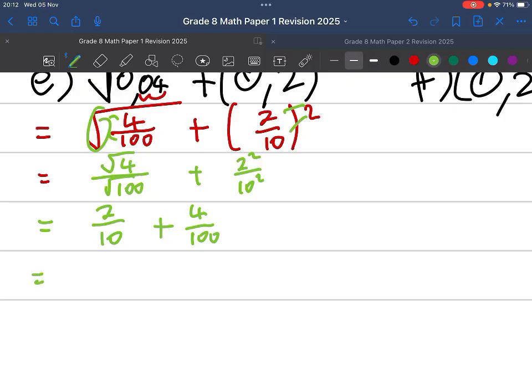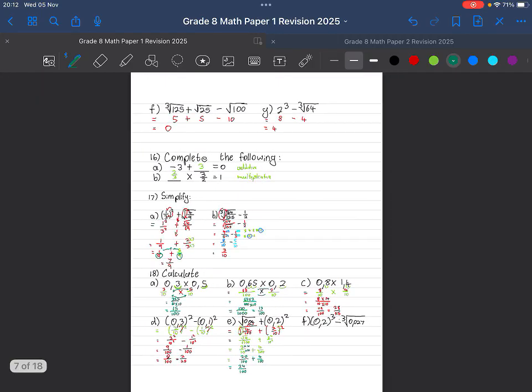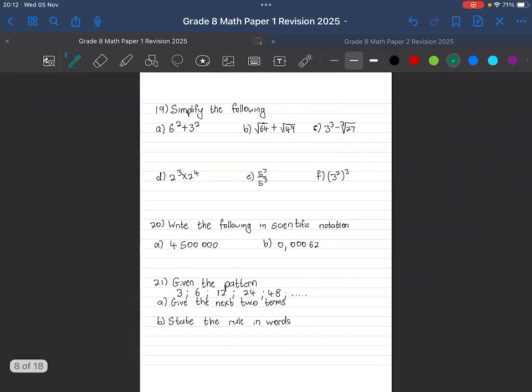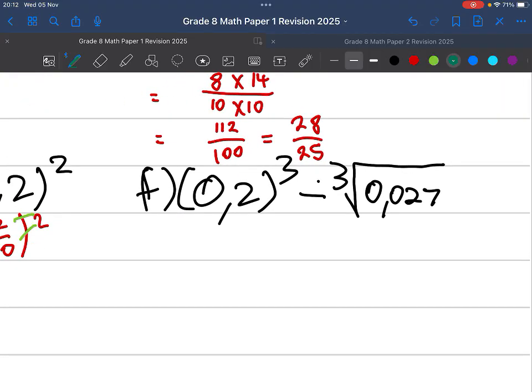Can we add this? No, the denominators are not the same. So to make them the same, we will times this by 10, which would make that 20 over 100 plus 4 over 100, giving us a final answer of 24 over 100. There we go. Last one, guys. I think. Yeah. Let's work this one here out.